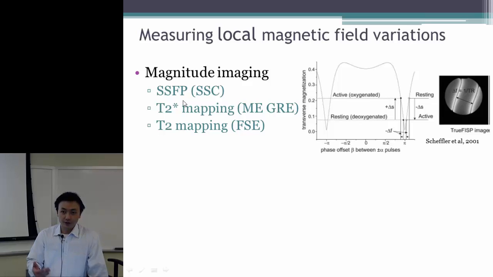Another is, of course, to do a T2 star mapping. When you have a T2 star map, for those regions that have a shorter T2 star, that means it will have higher variations in the local magnetic field. And also you can do a T2 mapping for the local field variations.